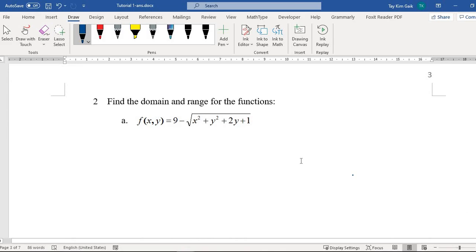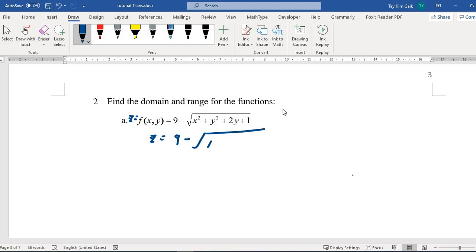Question 2, find domain and range for the functions. f(x,y) equal to 9 minus the square root of x squared plus y squared plus 2y plus 1. Let it equal to z. So we have z equal to 9 minus, when we do the completing the square for the last three terms inside the square root function, we have x squared plus (y plus 1) squared.